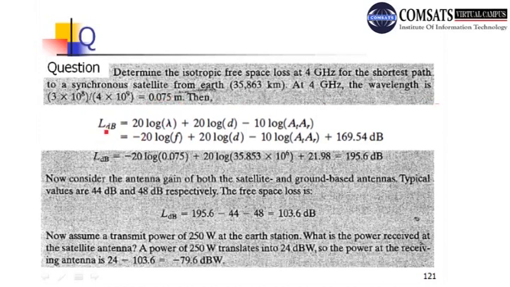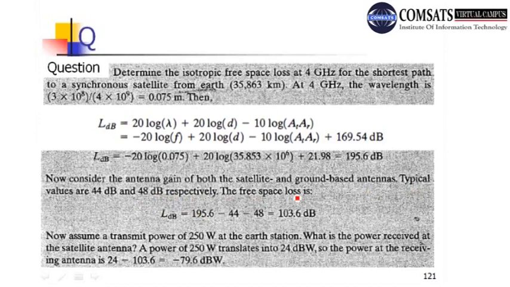Then we have the loss in dBs: 20 log lambda, 20 log d, where d is the distance, and the AT and AR terms. We just have to replace the values, and you can see we are placing the values, and the loss becomes 195.6 dB. Now the antenna gain of both the satellite and ground based antennas: typical values are 44 dB and 48 dB respectively.